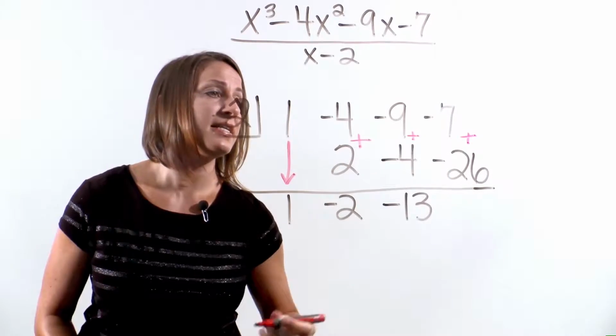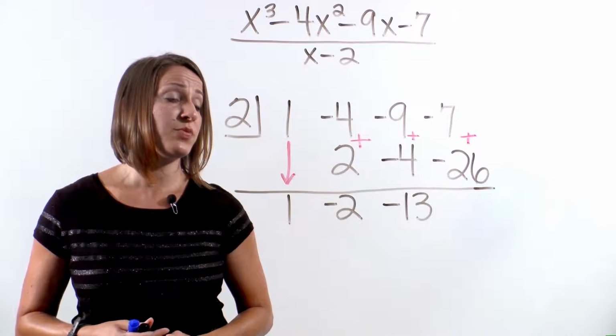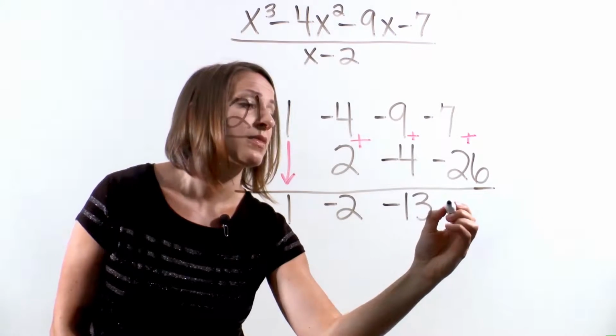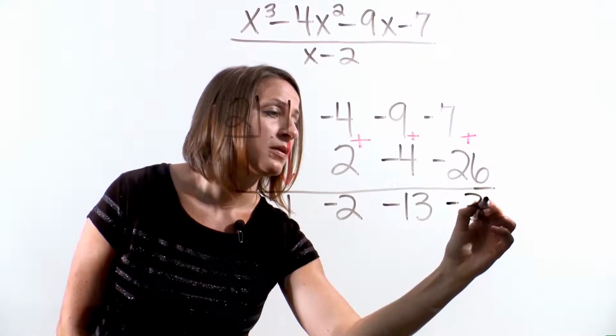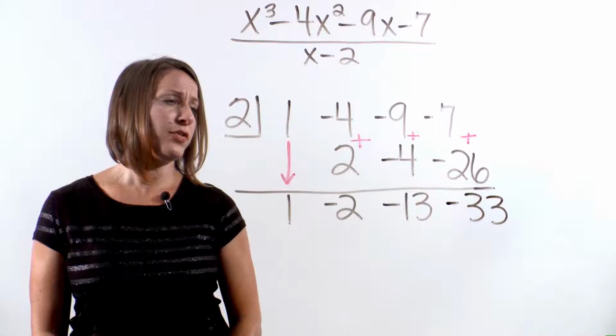Then we'll add negative 7 plus negative 26 to get negative 33.